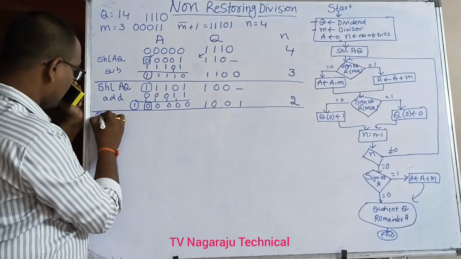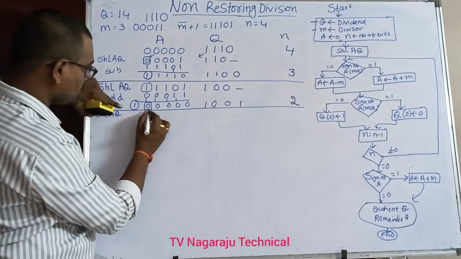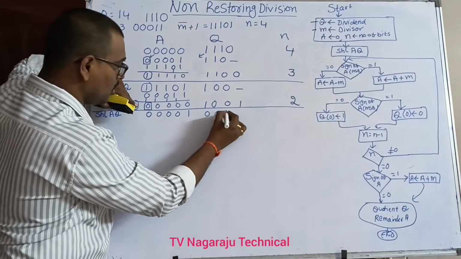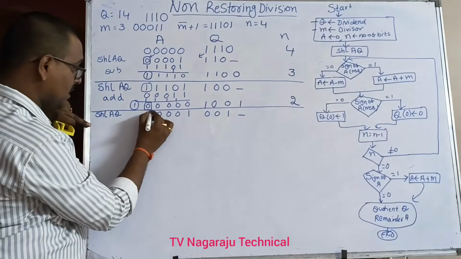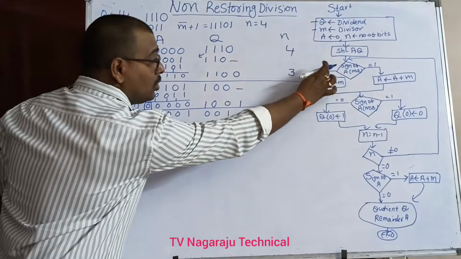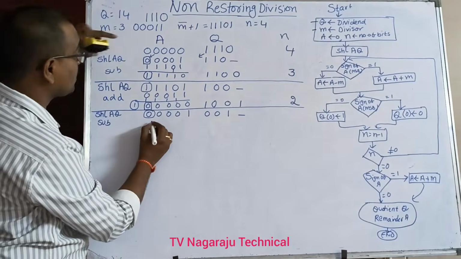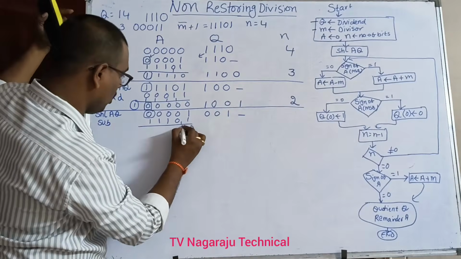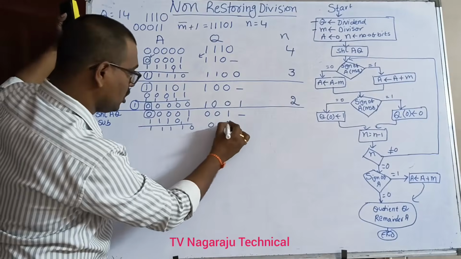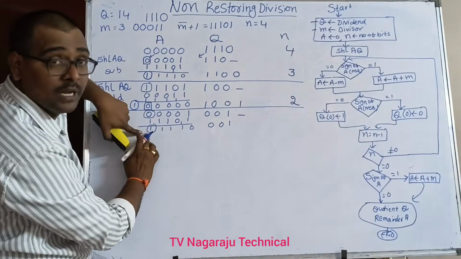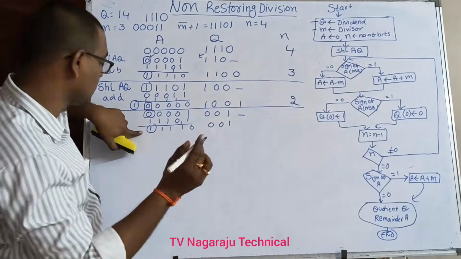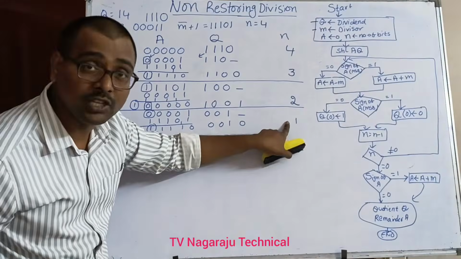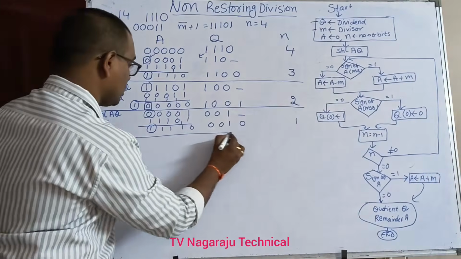In the next iteration, again shift left of AQ. Ignore the carry. So 0 0 0 0 1 0 0 1. Now what is the MSB bit? 0. If the MSB is equal to 0, then do the subtraction operation. Subtraction operation in the sense add 1 1 1 0 1. Here what is the MSB? MSB is equal to 1. That is a negative remainder, so division is not at all possible. Simply place a 0, and the sequence counter, that is the number of iterations, is reduced to 1.